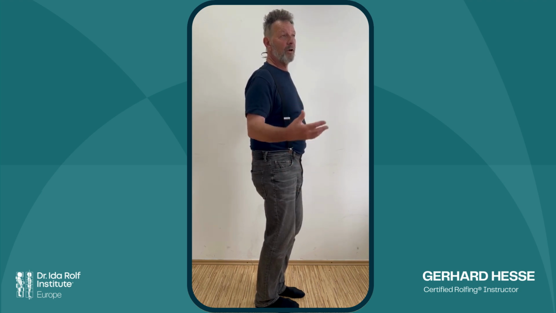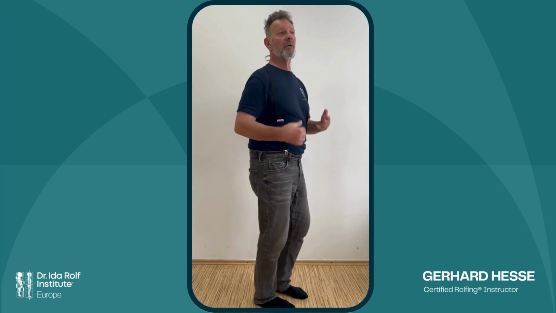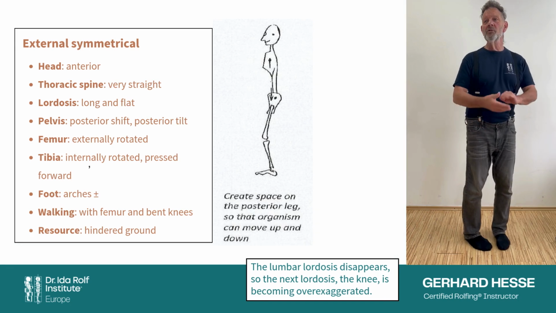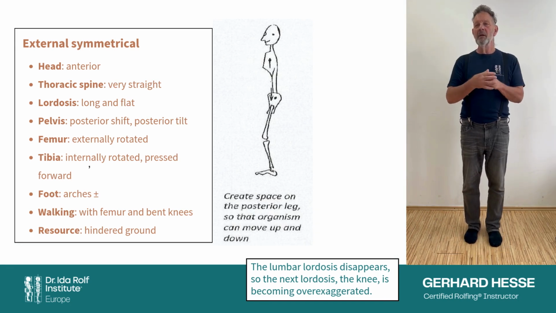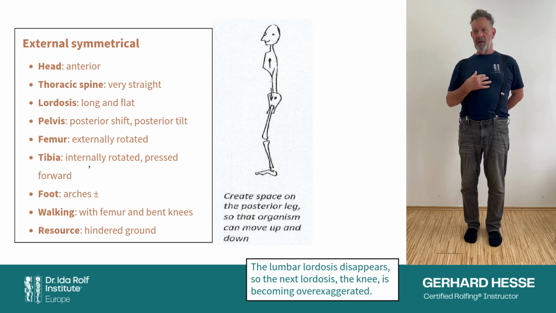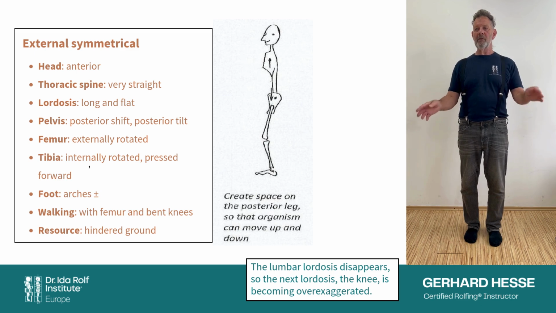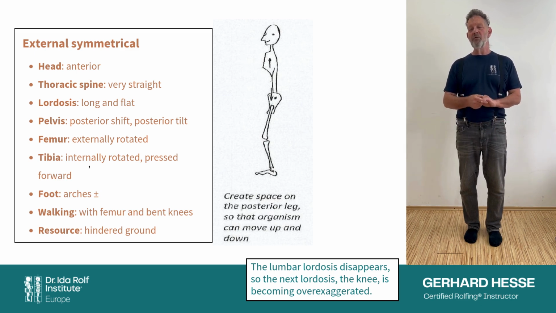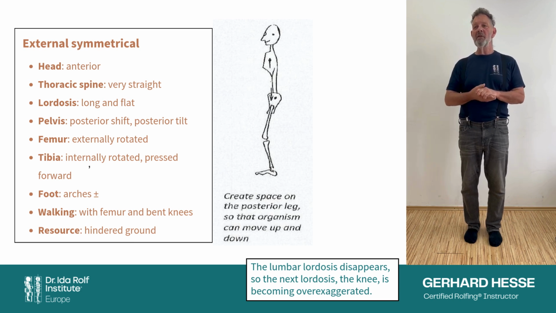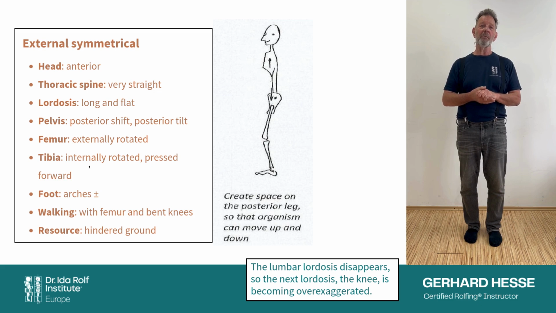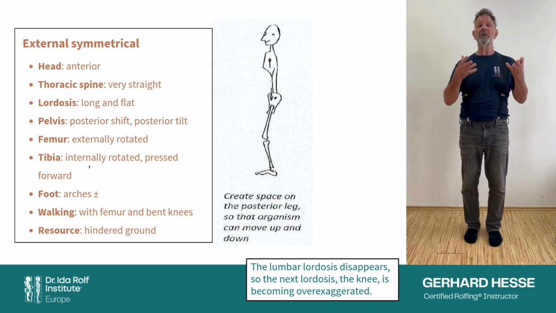Here we really need to work a lot for opening the space down here, space orientation, so that they can use the crown. Their resource is the crown, but they cannot use it because they're hanging in this situation. So usually with the external symmetrical, the head is anterior, the thoracic spine is very, very straight, the lordosis is long and very flat, the pelvis is shifted posterior, tilted posterior, the femur is rotated external, the tibia is rotated internal, and the foot arches are more or less okay. They walk always with bent knees. They never straighten their knees, they cannot. So I would say the resource, the ground, is hindered.